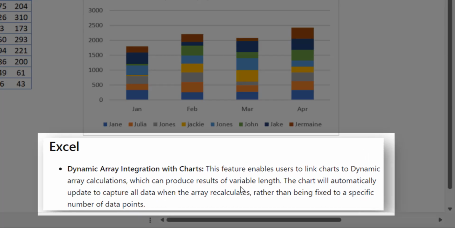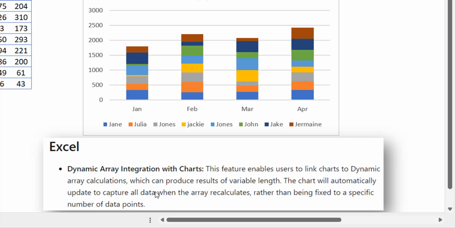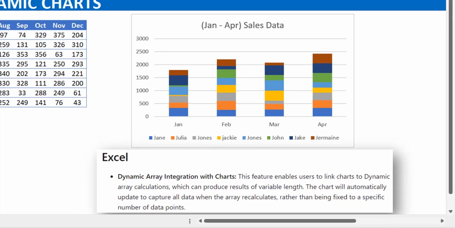I picked this from the release notes. I just pasted it here verbatim. It says that this feature enables users to link charts to dynamic array calculations, which can produce results of variable length. That's the key word: variable length. The chart will automatically update to capture all data when the array recalculates, rather than being fixed to a specific number of data points. Let's try and put some visuals to that text.